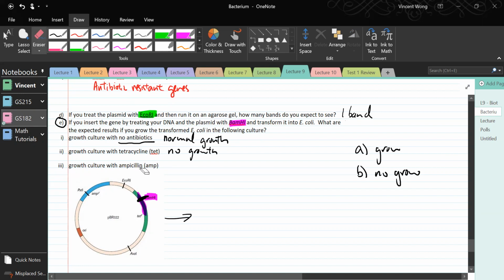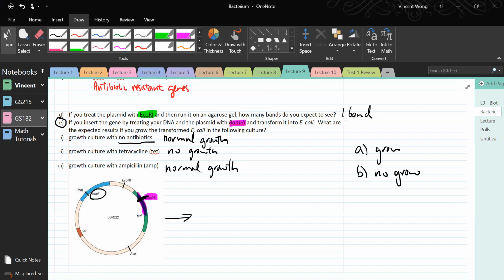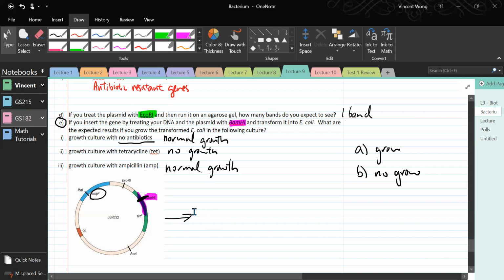What if you grow them in ampicillin? Are they going to be okay? They will be okay because the ampicillin resistant gene was not disrupted. So that will be normal growth. Does that make any sense? No? Okay. Can you ask a question?